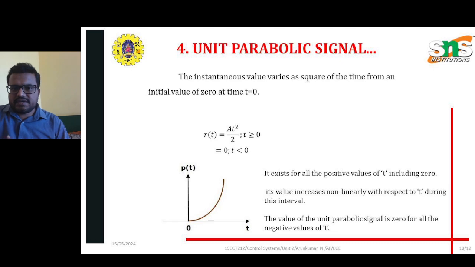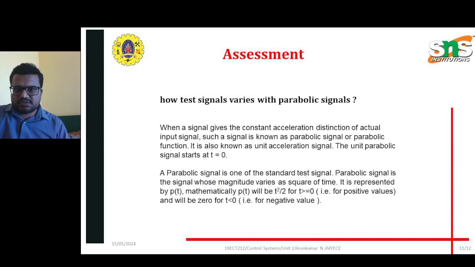The instantaneous value of various input signals can be applied to this parabolic signal, and the Laplace transform of the parabolic signal is 1 by s cubed, or as stated, t square by 2, because we can apply the equations to second order systems, so it is very useful to find the corresponding time signals. We assess how the test signals vary with the parabolic signal.